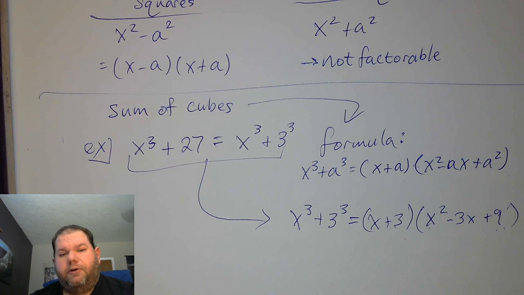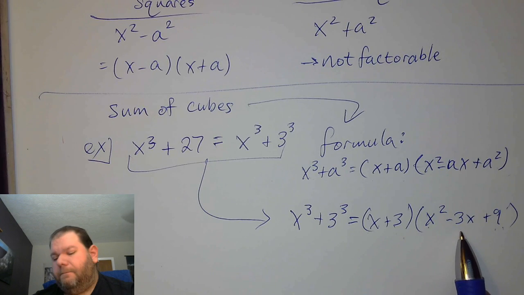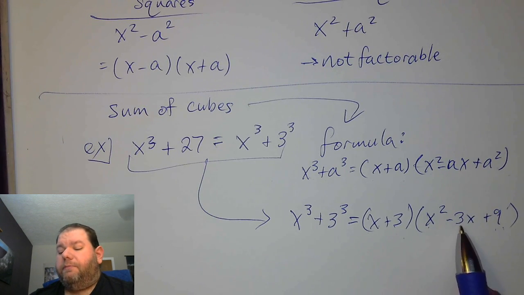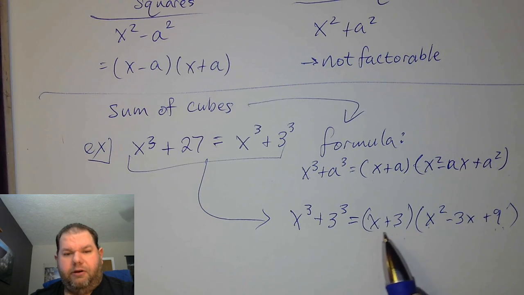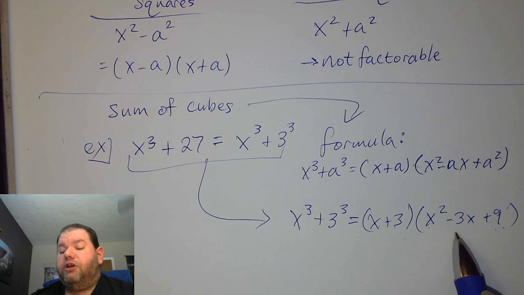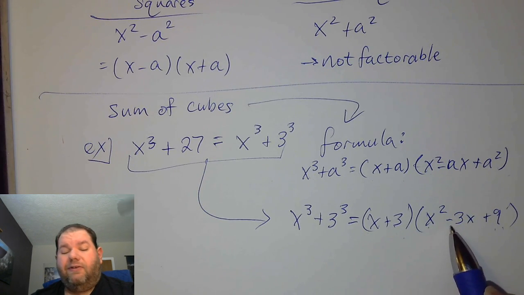Which part, Mary? I'm sorry? The 3x here? Okay. The way that we get minus 3x is we take the x times the 3, which is x times 3, or 3x, and then we change the sign from whatever was here. If this one's positive, this is negative.